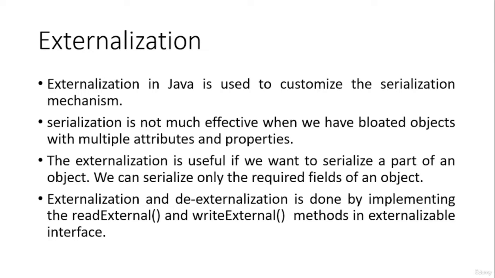In this process there is an interface called the externalizable interface, which we need to implement in our program. Then we need to implement its methods, readExternal and writeExternal, in which we write our code for what will happen when we read and write the object. That part of the code we have to write in the readExternal and writeExternal methods respectively. And that's it for this lecture. Now let us see a program based on externalization.